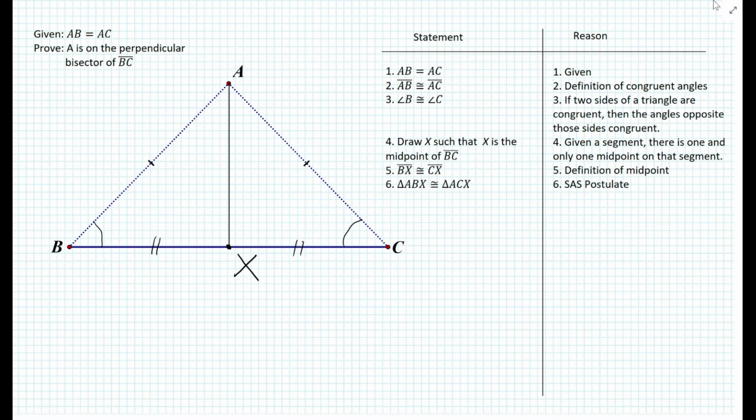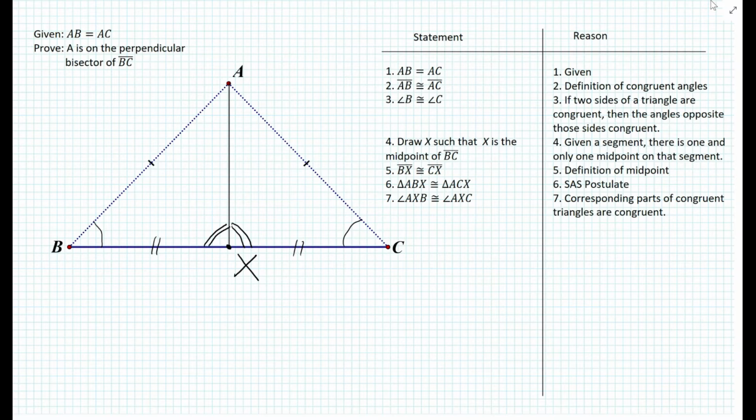Okay, so how does that help us? Well, we know that at this point, since both triangles are congruent, then it must be true that these two corresponding parts or angles are congruent as well. So let's write that in. So angle AXB is congruent to angle AXC because corresponding parts of congruent triangles are congruent. So let's think about this now.